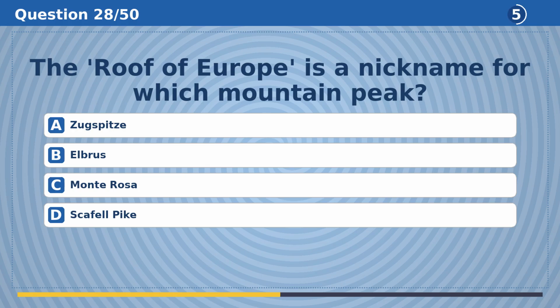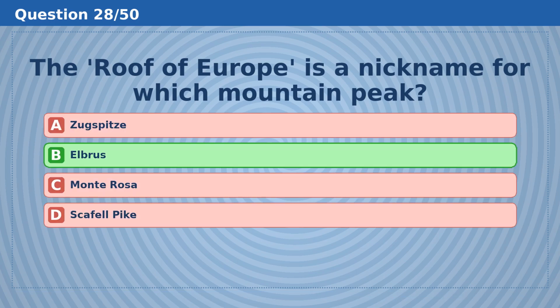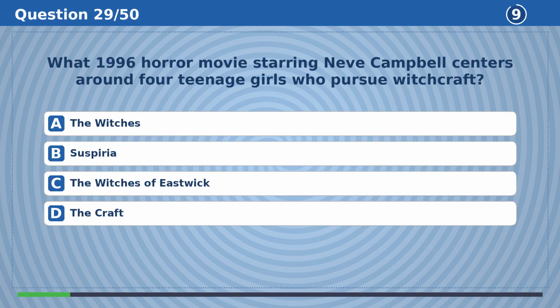The roof of Europe is a nickname for which mountain peak? The answer is B, Elbrus.